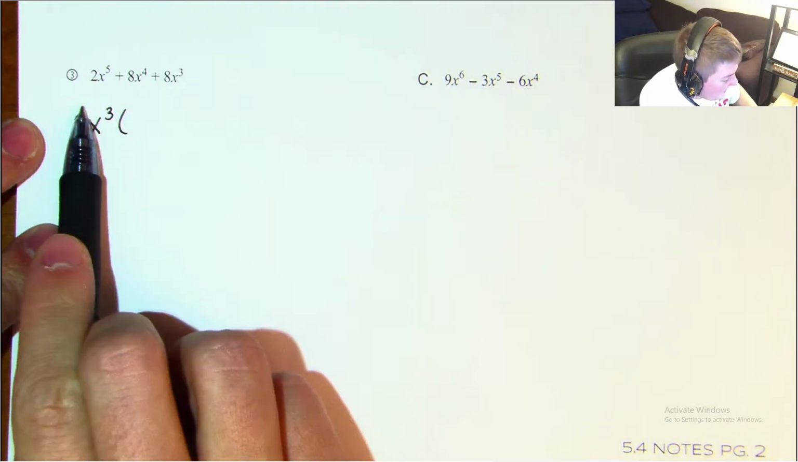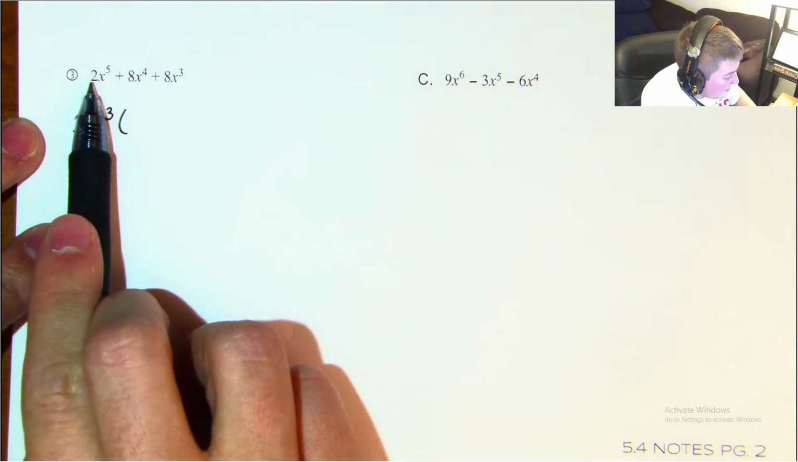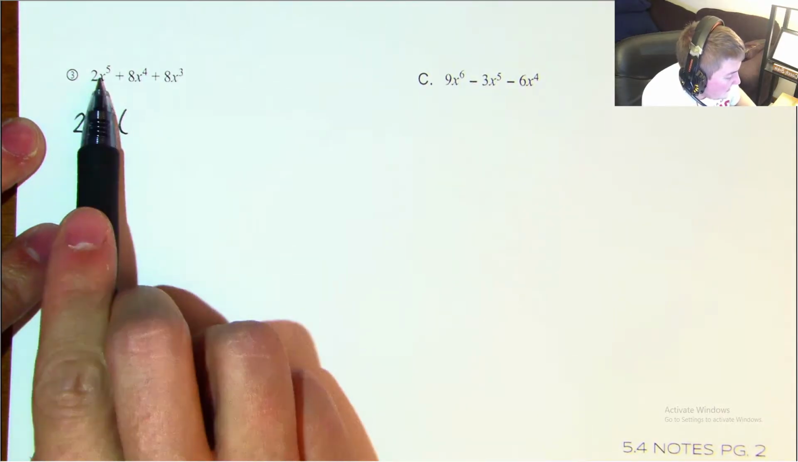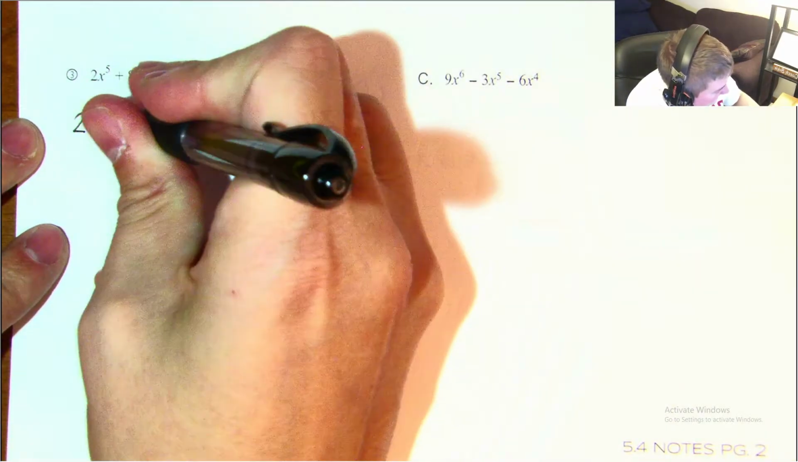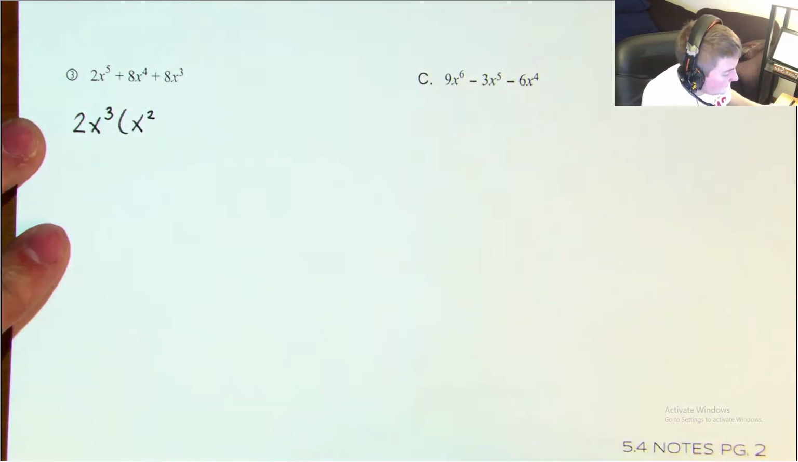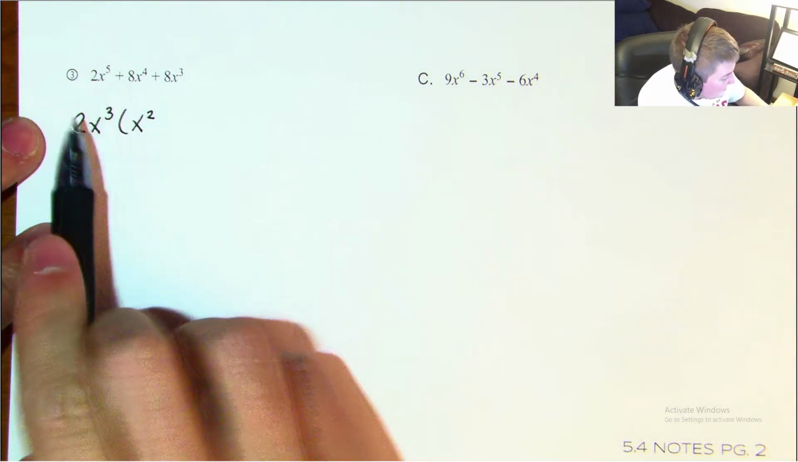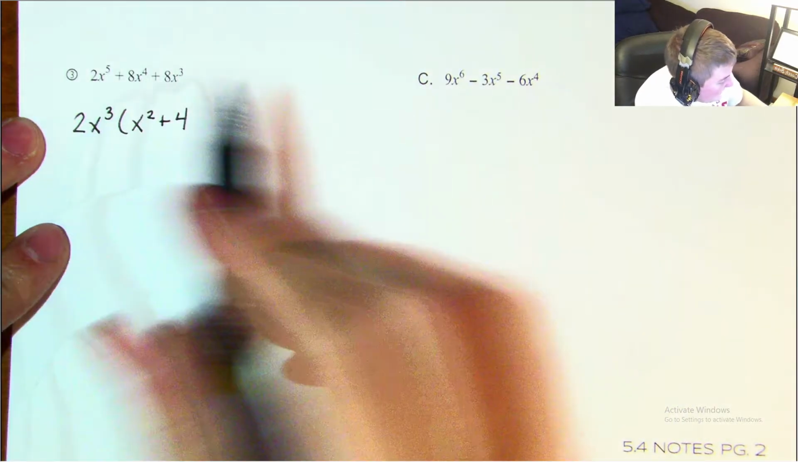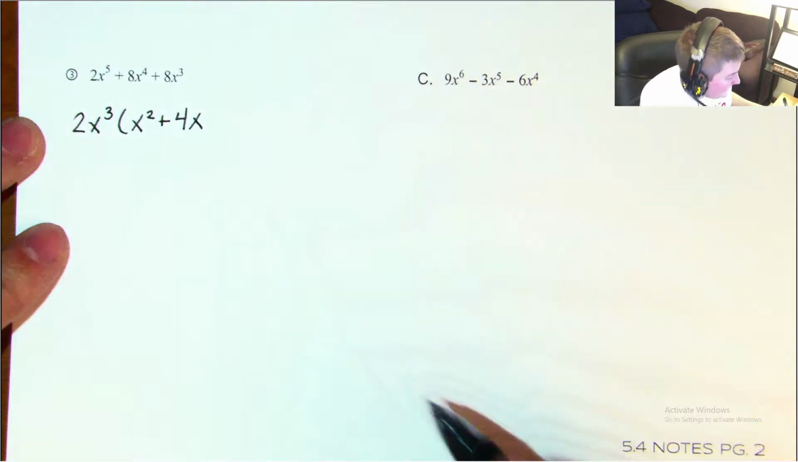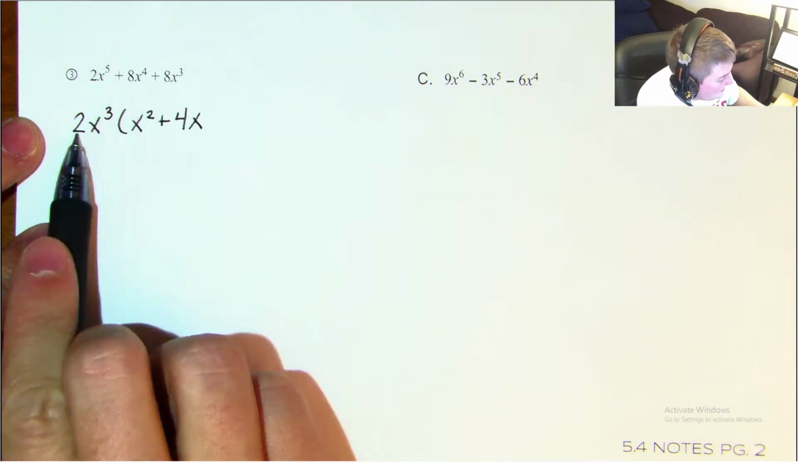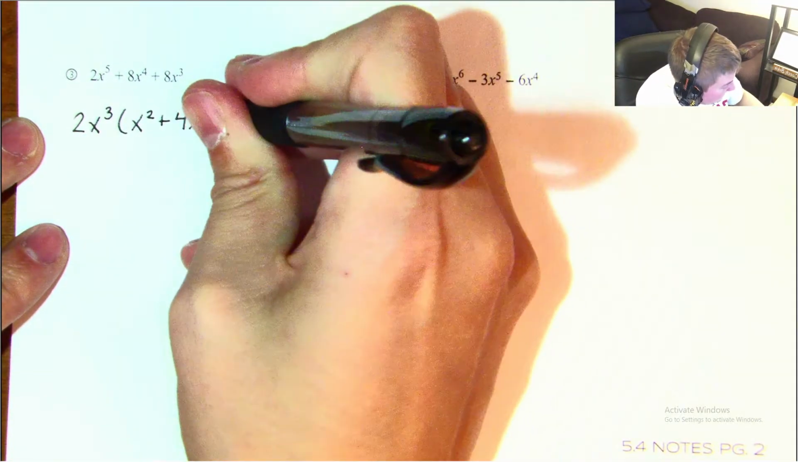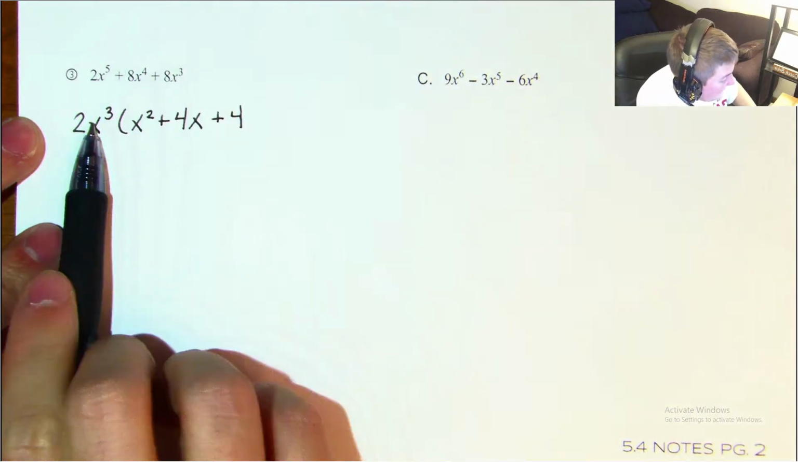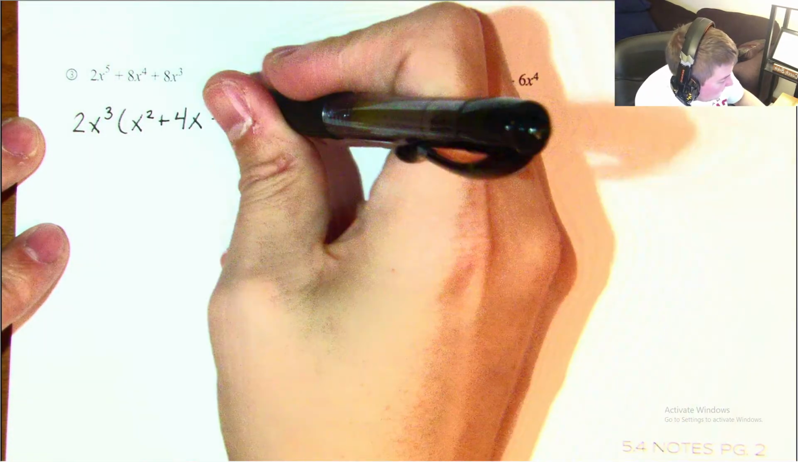If I take 2x cubed out of this, 2 divided by 2 is 1, x to the 5th divided by x to the 3rd is x squared. 8 divided by 2 is 4. X to the 4th divided by x cubed is x. 8 divided by 2 is 4. And x cubed divided by x cubed is 1. 4 times 1 is 4.